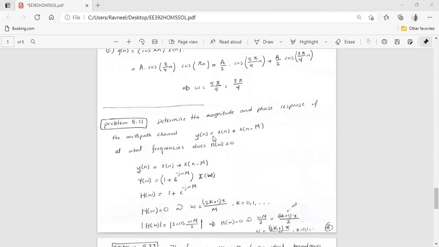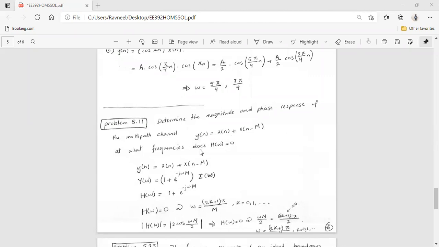Question number 5.11: determine the magnitude and the phase response of the multipath channel y of n is equal to x of n plus x of n minus m. At what frequency does H of omega equal 0? So first thing, we need to determine our H of omega, so we need to rewrite this in terms of frequency.